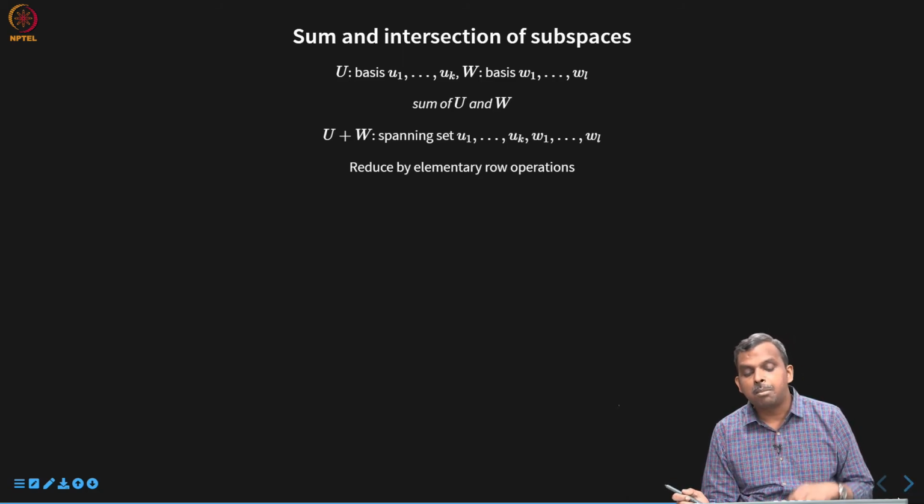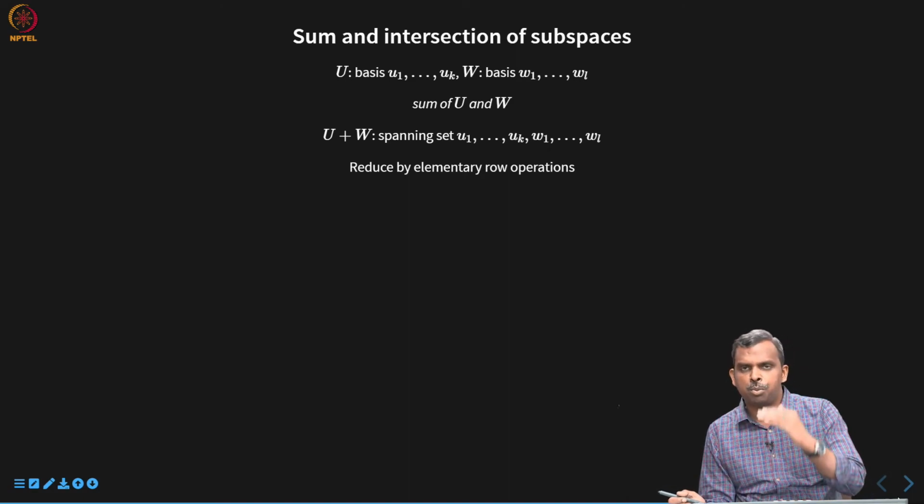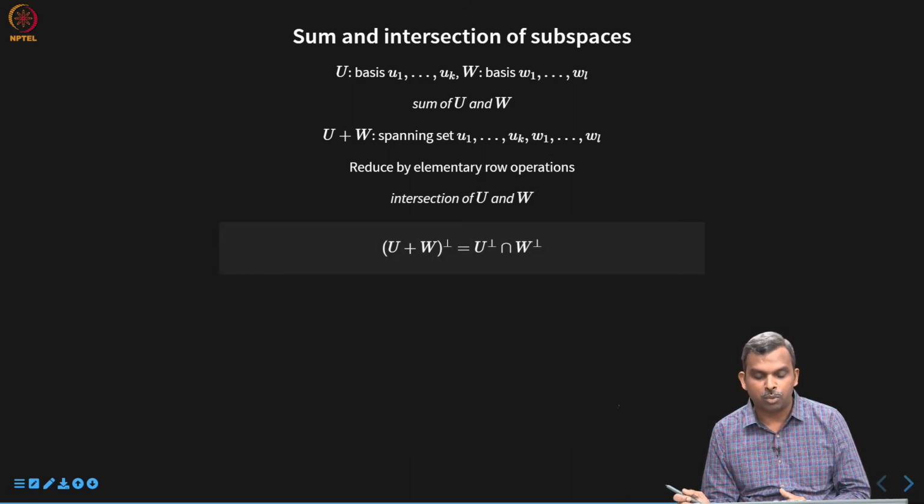Sum is easy with the spanning set. You have a basis for U and a basis for W. If you want to look at U plus W, you already have a spanning set with you, right? The spanning set is U1 to UK, W1 to WK. You put them one below the other, do elementary row operations, simplify, and find a basis. So you can find U plus W in a straightforward way.